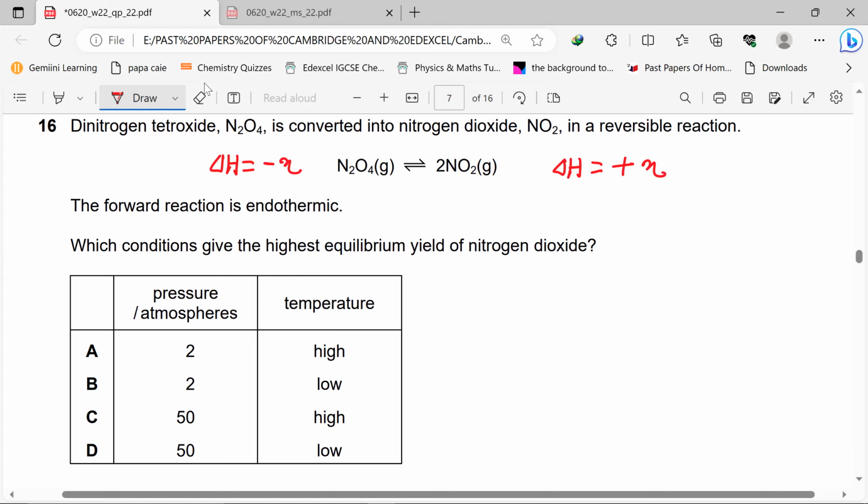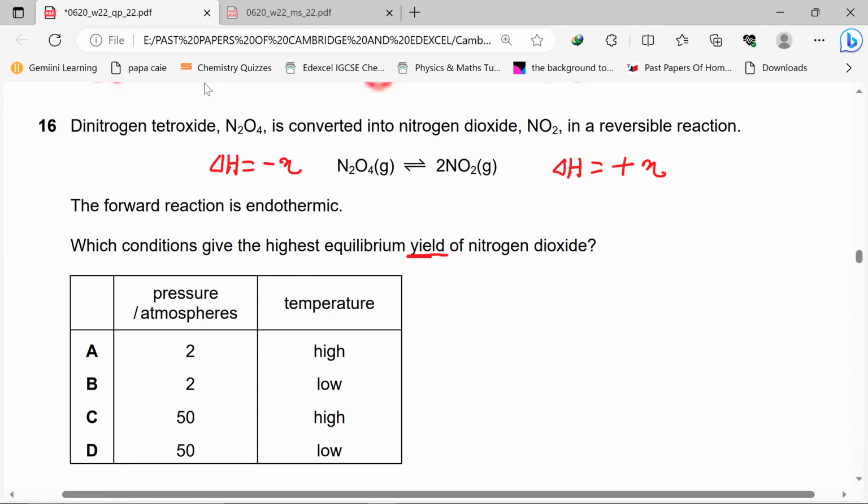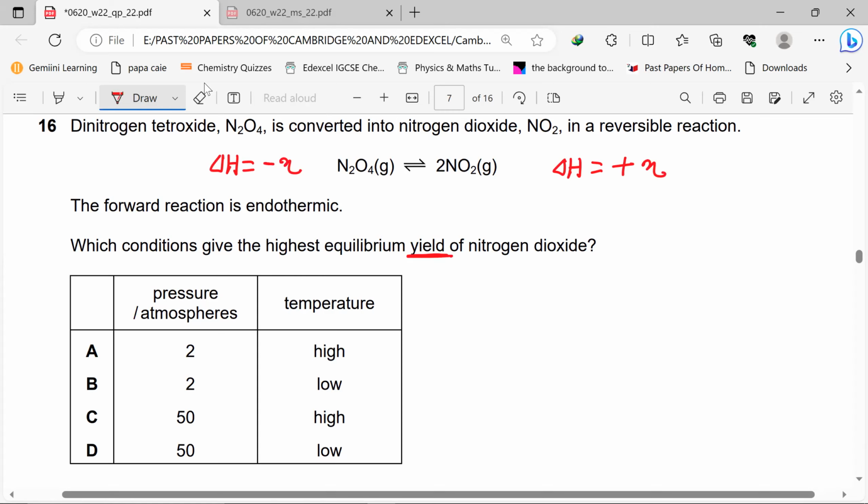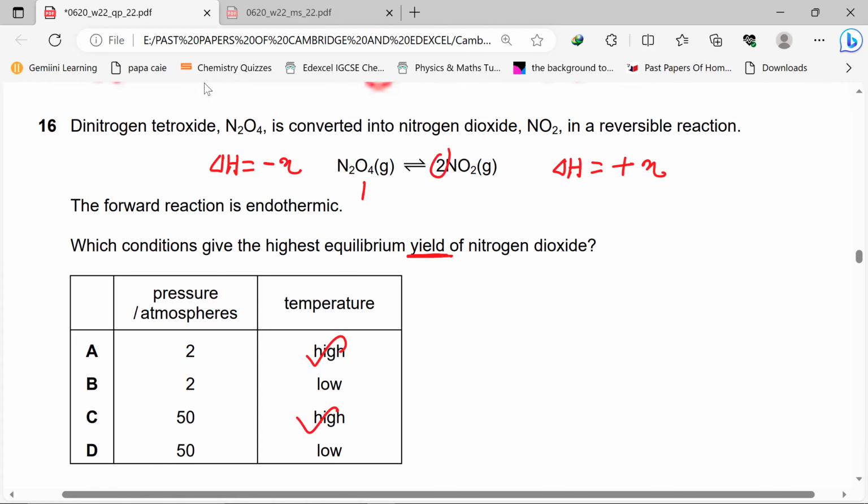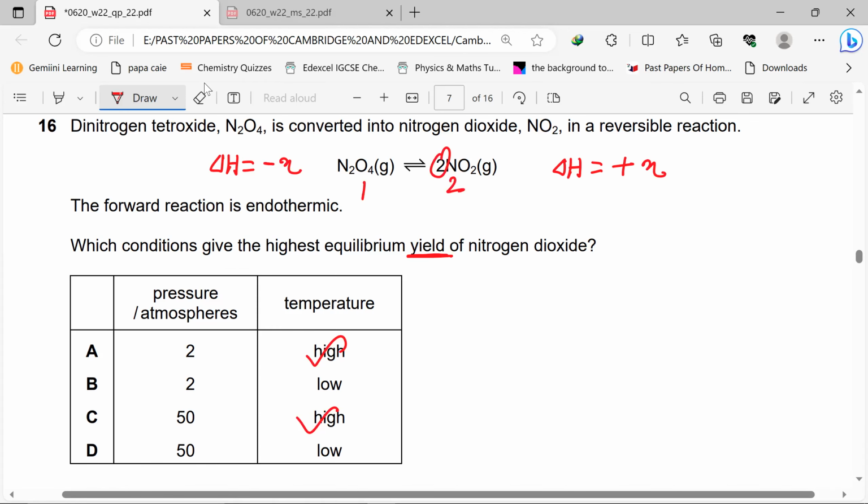Which conditions give the highest equilibrium yield? They're asking for the yield of nitrogen dioxide. Pressure and temperature. Temperature is very easy, so we need to do this first. If we increase the temperature, equilibrium will shift to the endothermic side. So A and C are the only possible answers. Then pressure: we have 1 mole of gas on the left hand side and 2 moles on the right hand side. So we have more moles on the right and fewer moles on the left.